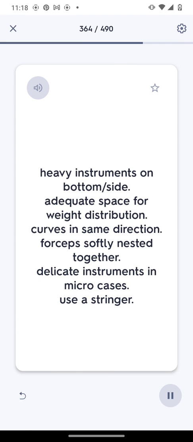Tray assembly tips. Heavy instruments on bottom, adequate space for weight distribution, curves in same direction, forceps softly nested together, delicate instruments in micro cases. Use a stringer.